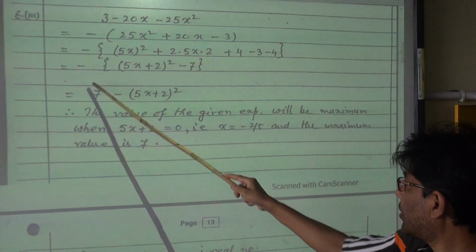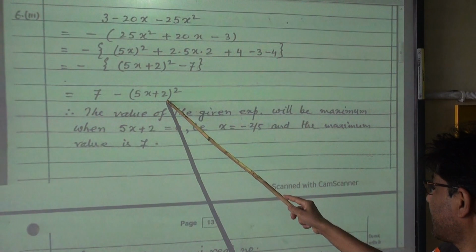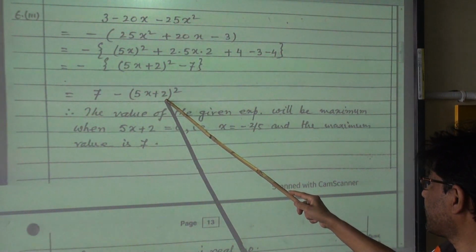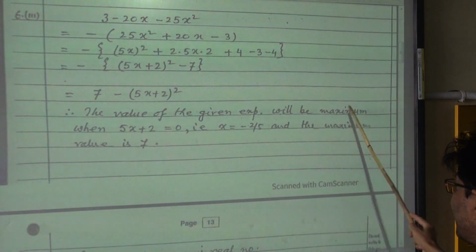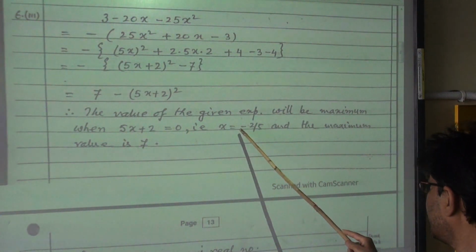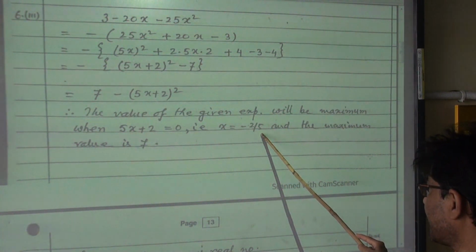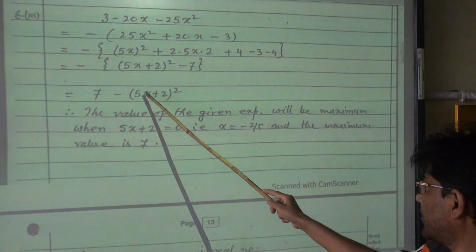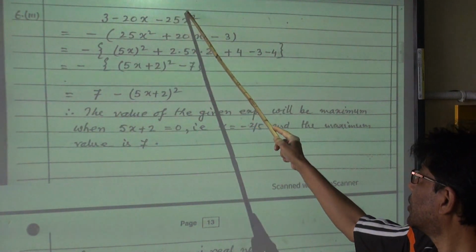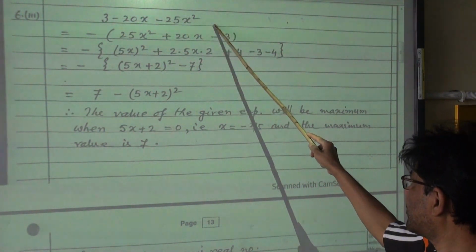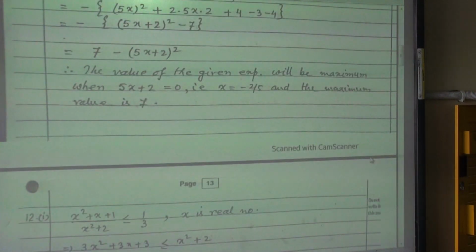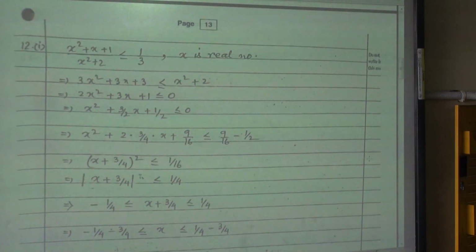This minus you multiply, now it is coming 7 minus this. This is a positive quantity. Minimum value is 0. Therefore the value of the given expression will be maximum when this is 0. And that 0 will give you x is equal to minus 2 by 5. And if you replace x equal to minus 2 by 5, this part is coming 0 and minimum value is coming 7. So the maximum value of this expression is coming 7. That is the answer. So this is the method to check and to find out whether the expression is maximum or minimum.